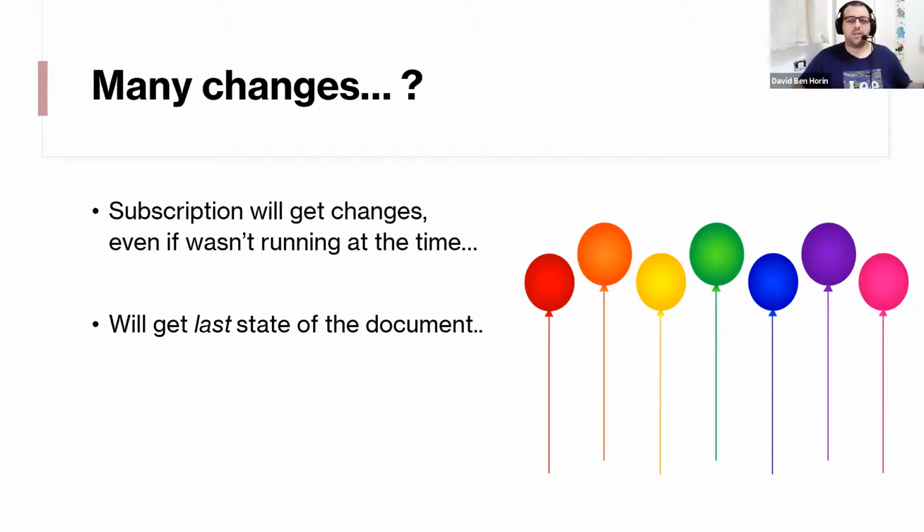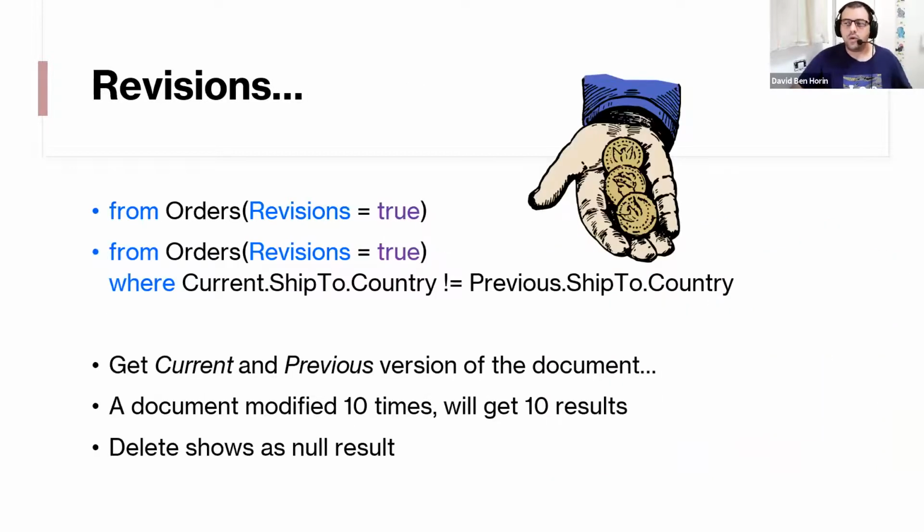So you're guaranteed to get the document at least once, if it was modified. But if it was modified multiple times, you're not guaranteed to get it multiple times. And for the most part, this is what you want. If you do want that behavior, you can use the revisions feature. Let's see how that looks live.